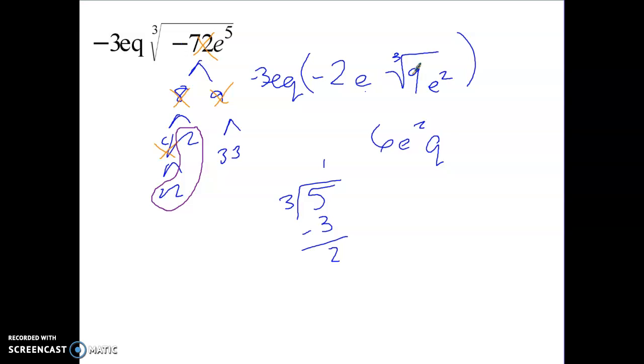Also, you don't use the distributive property when you don't have plus or minus. You need to have a plus or a minus in here to be able to use the distributive property. So I'll just bring down my cube root of 9e squared, and then we're done. There's our final answer, 6e to the second q times the cube root of 9e squared.